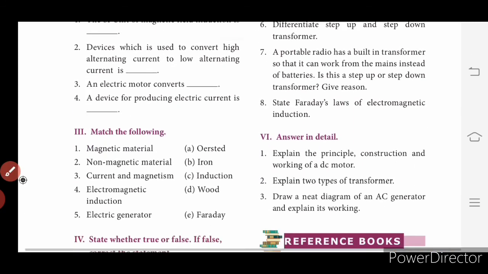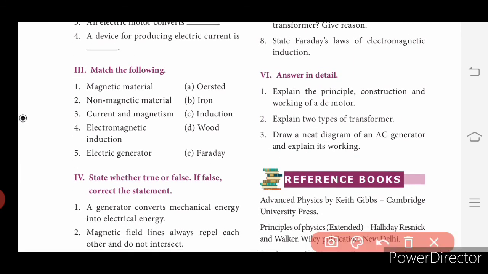Then for answering in detail, I asked you to write first, explain the principle, construction and working of a DC motor. Then third, draw a neat diagram of an AC generator and explain its working. You don't have any hard questions or extra problems in this lesson. Whatever problems are given inside the book, you are going to do well. So revise the lesson properly, children. Go through the lesson, diagrams, problems, laws, all are important. So the lesson ends now.